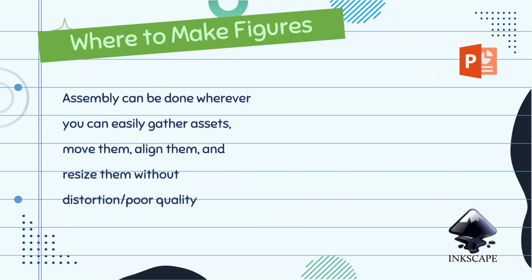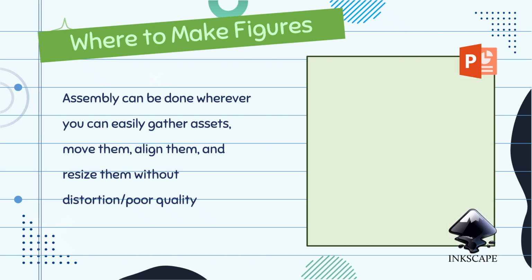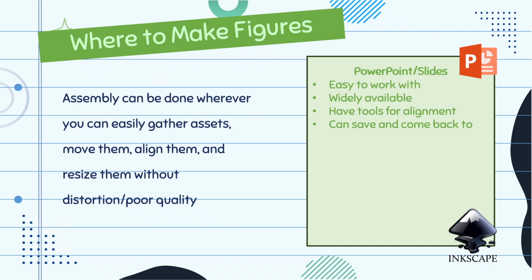The assembly can be done pretty much wherever. You can easily gather assets, move them, align them, and resize them without introducing noise and distortion, so without making it a poor quality image. You could use PowerPoint, which is easy to work with and widely available. It also has tools for alignment, and you can save and come back to it. Similarly, you can use Google Slides as well as a free option.